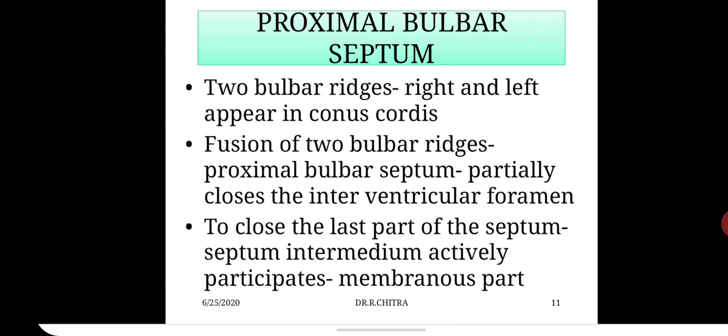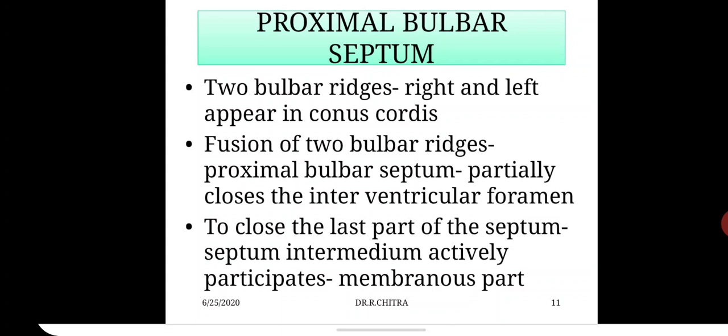So now the proximal bulbar septum starts appearing. The proximal bulbar septum forms the proximal part of the mid segment of the bulbus cordis, or the conus cordis. Two bulbar ridges, right and left, appear in the conus cordis. The right bulbar ridge arises from the dorsal and right wall of the bulbus cordis. The left bulbar ridge arises from the ventral and left wall of the bulbus cordis.